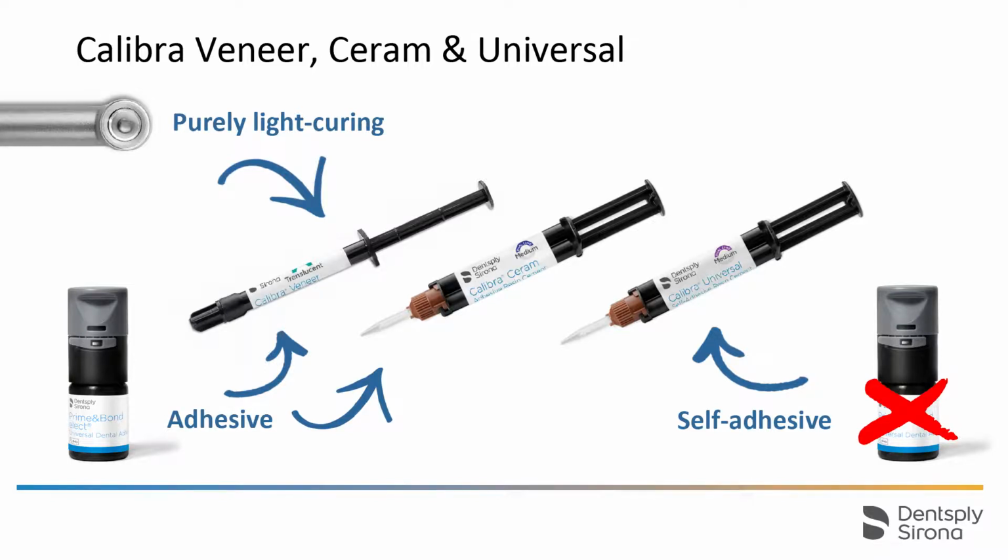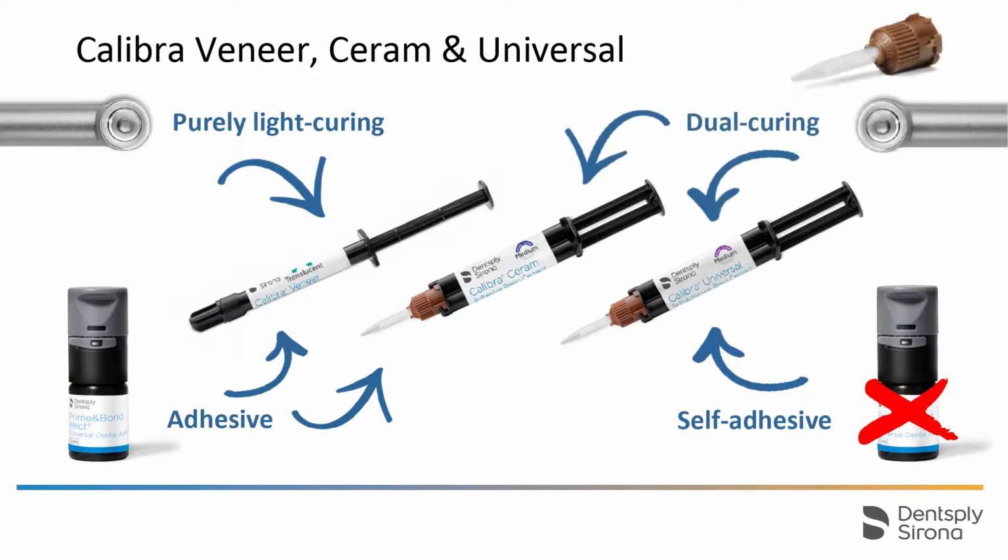Calibra Ceram and Calibra Universal, however, are so-called dual curing cements. This means that they can be both chemically cured as well as light cured. Two components are always required for chemical curing that must come into contact with one another to activate the curing mechanism. You can recognize that a cement can at least be chemically cured by the fact that it is supplied in the double barrel presentation. As said, you will find the same variety of curing modes and adhesive mechanisms among competitor products.